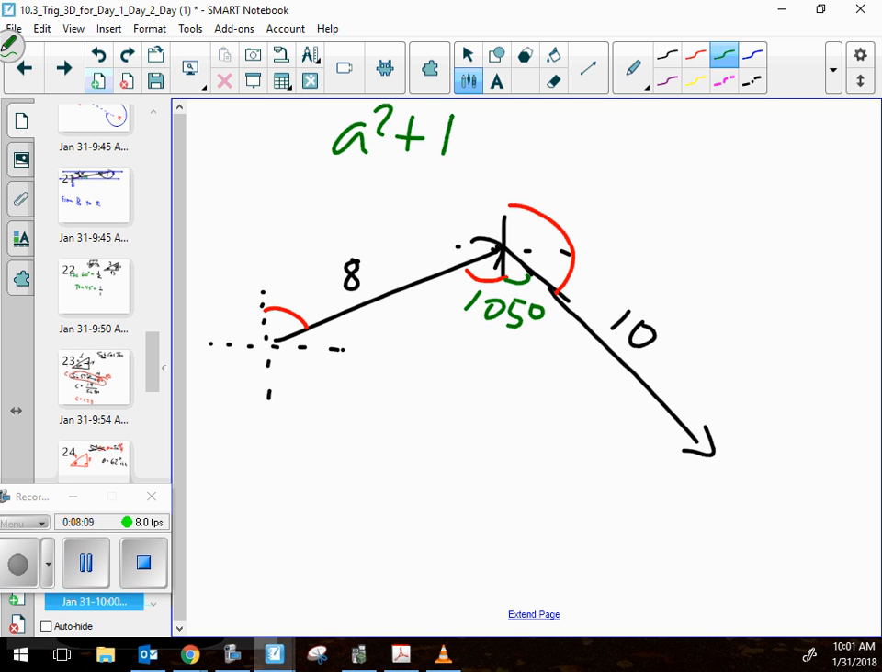How many of you remembered a squared plus b squared minus, what's the key part here? 2ab cosine of big C is equal to little c squared. They're different. Big C is the angle, and little c is the side across from that angle.